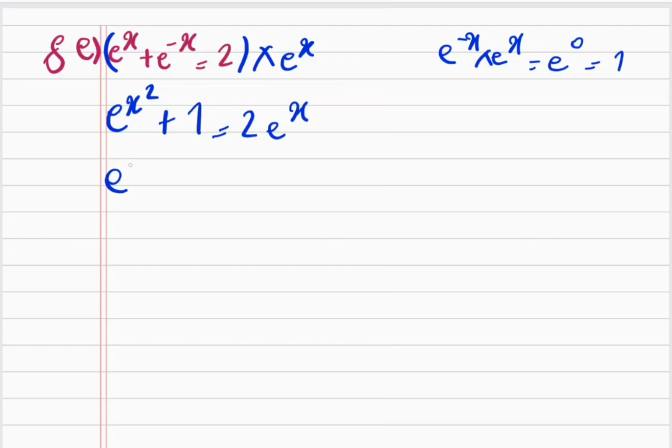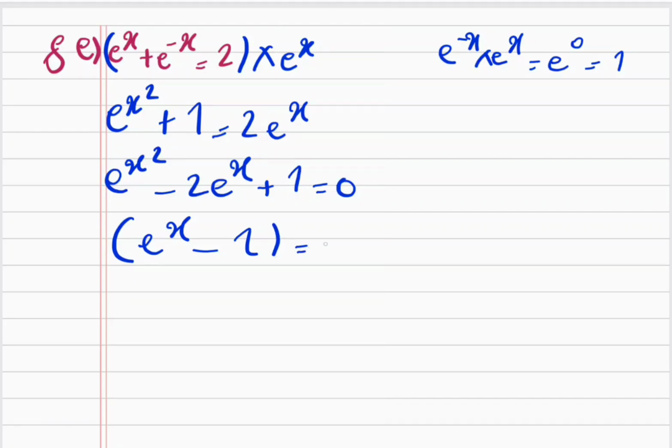Okay, so now we rearrange this. e to the x squared minus 2e to the x plus 1 is equal to 0. Now remember that this equation is an identity, right? Because this can be written as e to the x minus 1 squared is equal to 0.